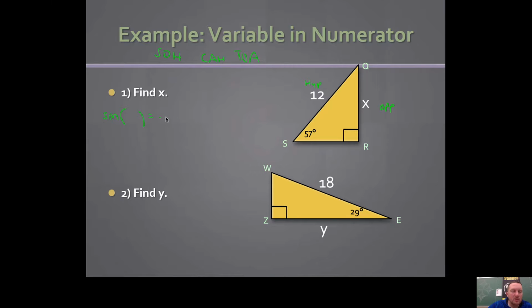Now from here, you solve the same way we've been solving with tangent. Your angle measure goes in the parentheses. Your opposite is your numerator, your hypotenuse is your denominator. And when the unknown is up top, you multiply. So we're going to do 12 sine 57. I'll type that in my calculator. Sine 57. That gives me 10.06.